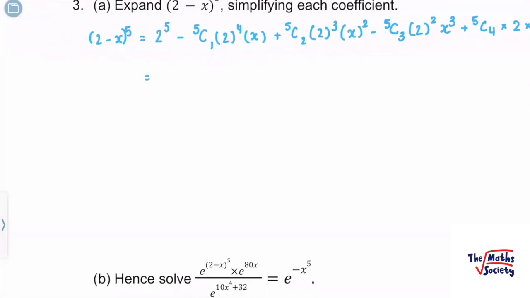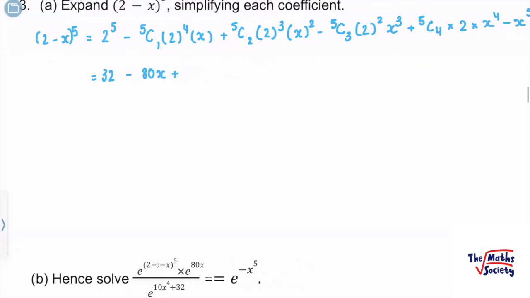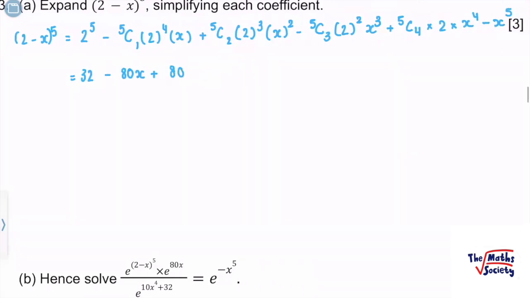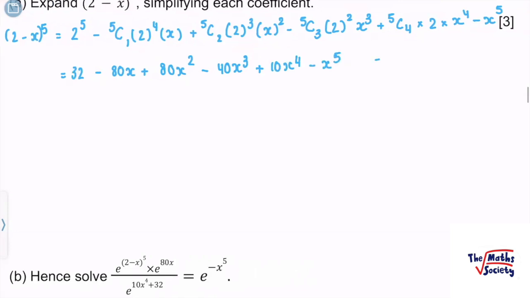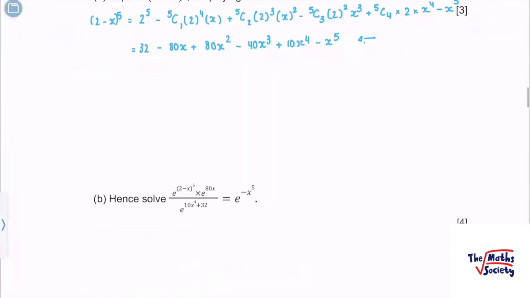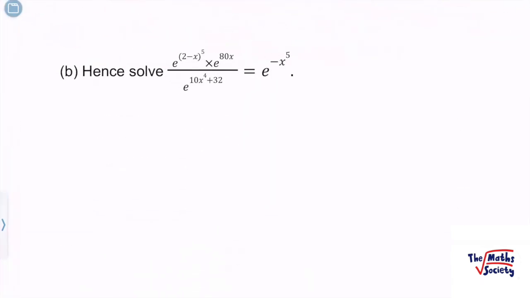And 2 to the power 5 is going to be 32, minus 80x, plus 5c2 times 2 cubed, 80x squared, minus 40x cubed, plus 10x to the power 4, and then minus x to the power 5. So this is going to be the simplified version of the coefficients, and it says hence solve e to the power (2 minus x) whole to the power 5.